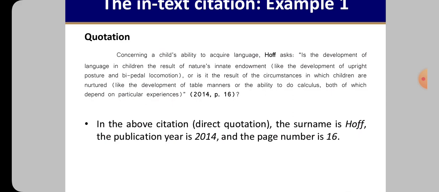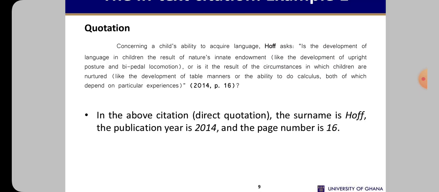Concerning a child's ability to acquire language, Hoff asks, is the development of language in children the result of maturational endowment, like the development of upright posture and bipedal locomotion, or is it the result of the circumstances in which children are nurtured, like the development of table manners and the ability to do calculus, both of which depend on particular experiences.